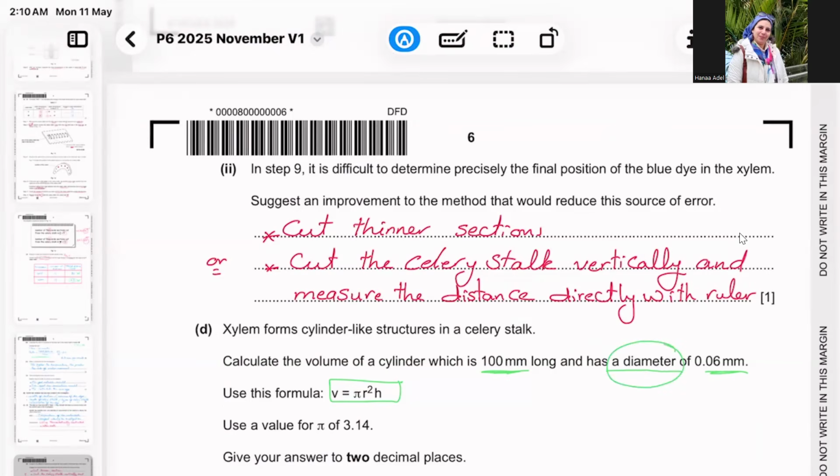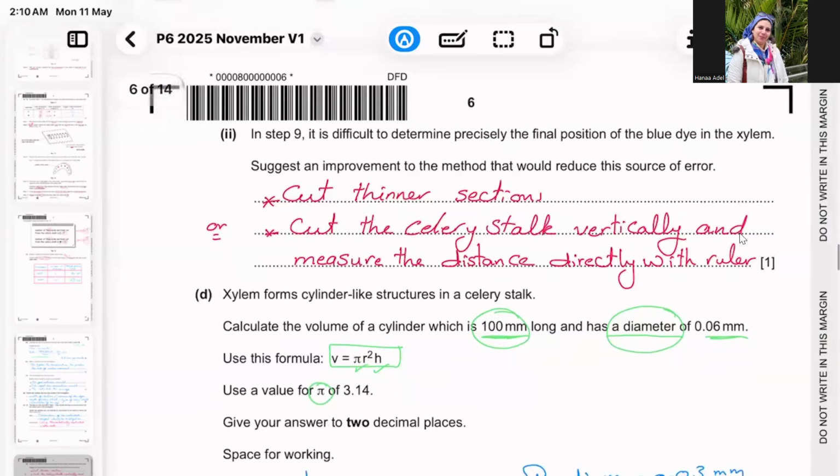So we know that the diameter is double the radius, so we can divide it by 2 to give us the radius. So how can we get the radius from the diameter? We divide the diameter by 2. This is the value of the radius. And they give us the length of this cylinder, which is h, and also the value of pi, which is 3.14. Give your answer to 2 decimal places, and they give us space for working.